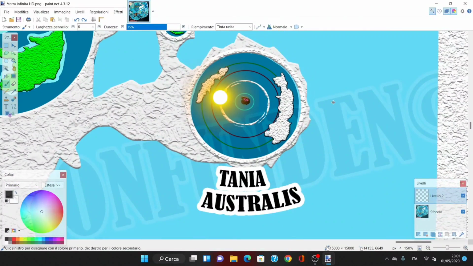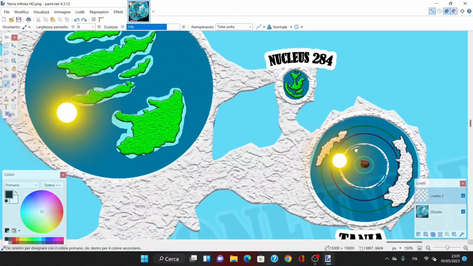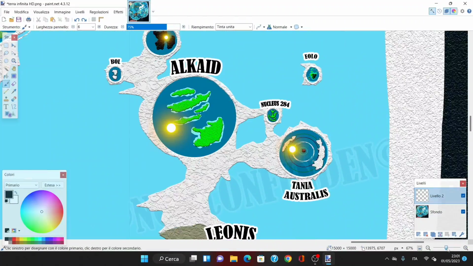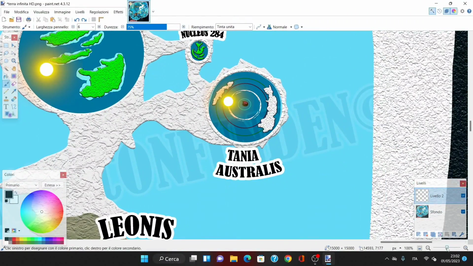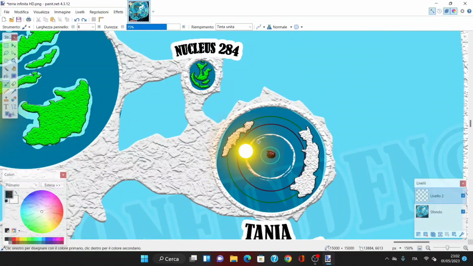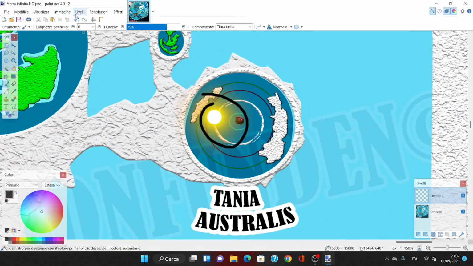Finally, we have Tanya Australis. Tanya Australis is the southernmost land of this entire constellation. Tanya Australis is a barren land where nothing can exist. It has many different equators, and the sun of Tanya Australis is not fixed. In fact, it moves depending on the part of the continent, depending on the part of the millennia, throughout its many equators.